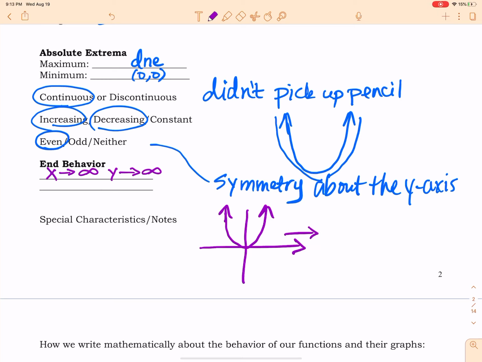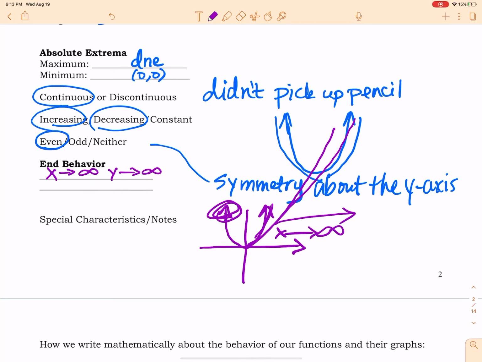X is approaching positive infinity this way. So that means this right here. Because won't this eventually spread out and be going that way? So that's what we're thinking of as positive infinity. Well, how's y responding to that? It's also going to positive infinity.